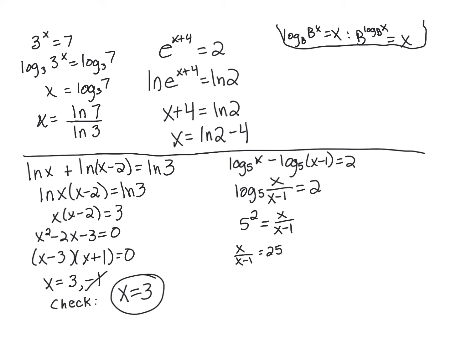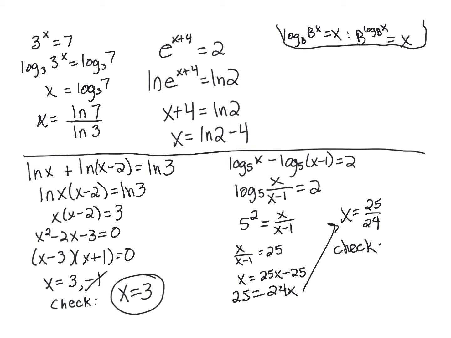What you're going to do is multiply both sides by the denominator. You get x equals 25x minus 25. Get your x's together. There's 24 of them. Get them alone. It equals 25. And I get x equals 25 over 24.